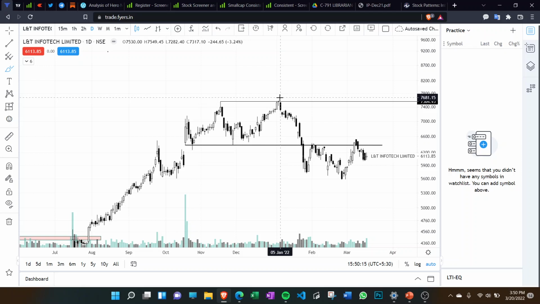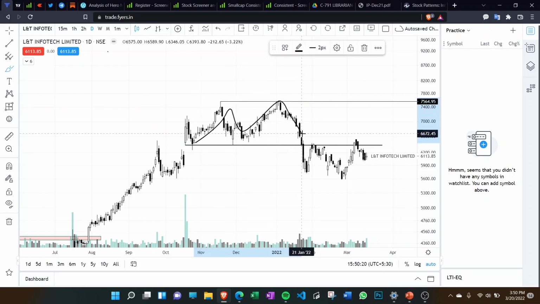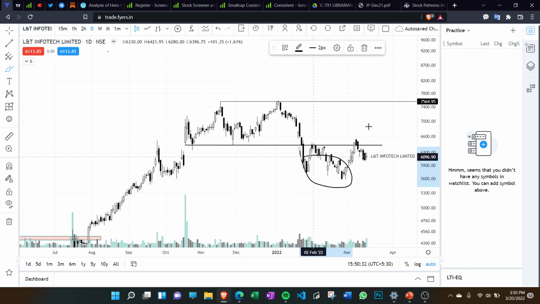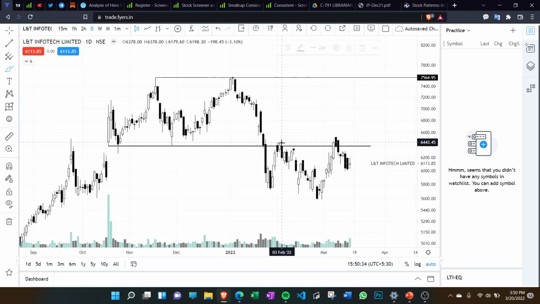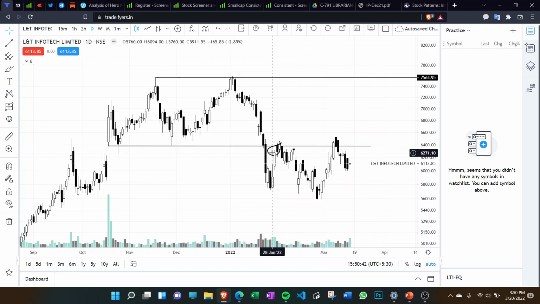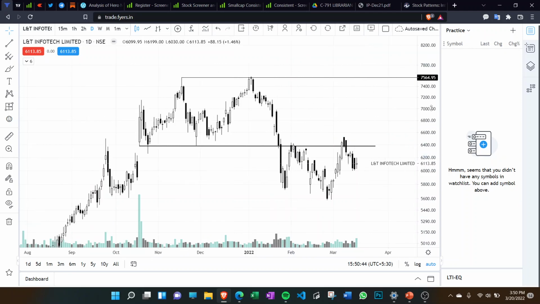But then it again fell from the same level, and it formed a pattern named the double top, or you can call it the M pattern, anything you like. And after that, the neckline, which was the starting point of this pattern, it broke it and then again started falling down, and now this line is acting as a resistance. As you can see here, again and again this line acted as a resistance. So this is the difference between the reversal and the continuation pattern.